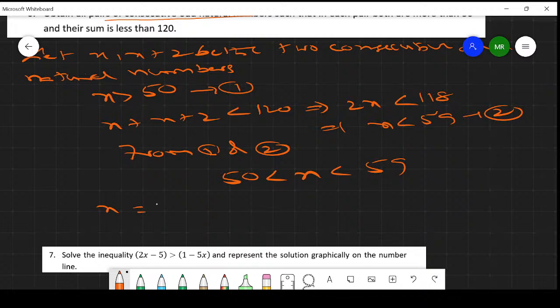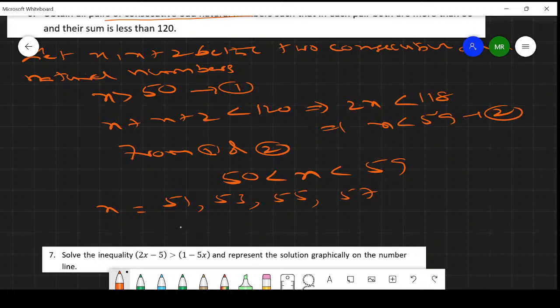X is equal to 51 and 53, because odd natural numbers. X can take odd natural numbers, right? 51, 53, 55, 57. These are the possible numbers we will get. Correct? These are x values.